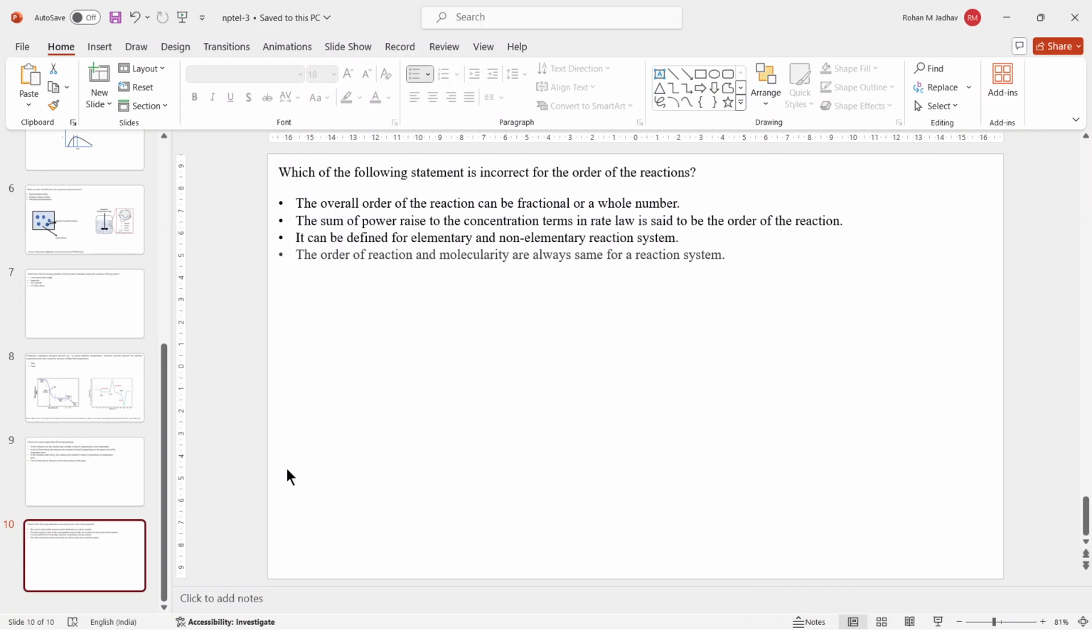Then the fourth one we have is, the order of reaction and molecularity are always the same for a reaction system. Now this is not true, because molecularity is the idea that the reaction occurs when molecules collide together, and the molecules participating in the reaction may not match the order of the reaction. So that is not always true. That is the incorrect statement for this question. So the fourth one is the incorrect one.